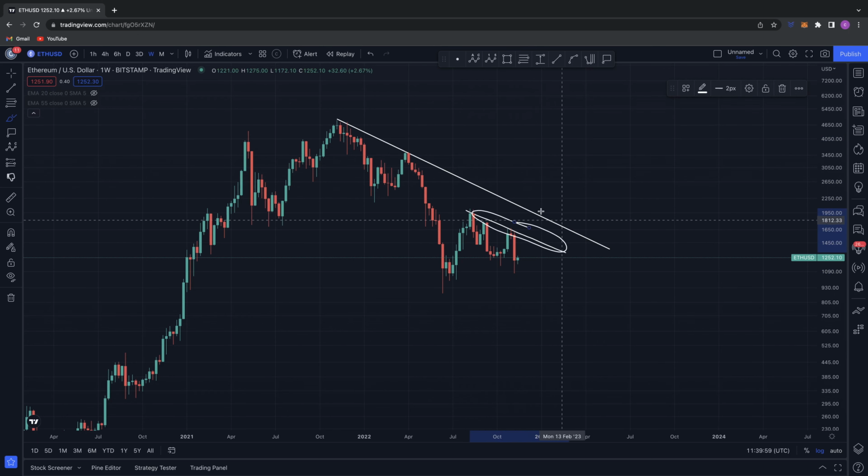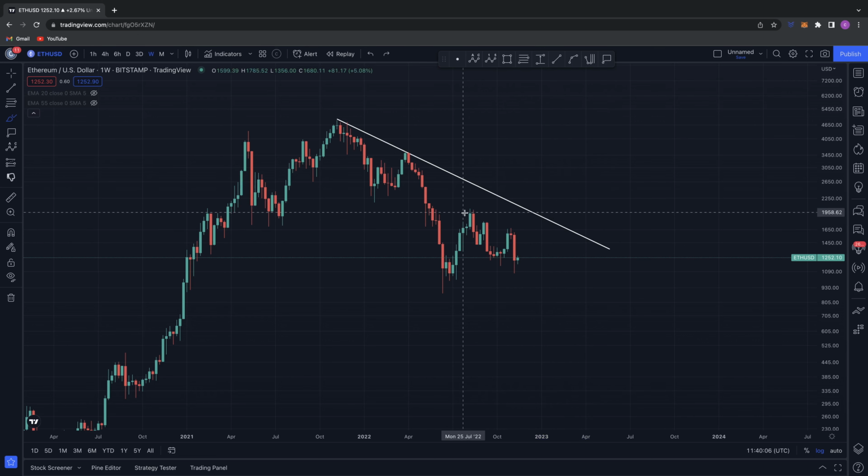I think you're looking to retest this descending trend line and the 0.618 at 1594. And if you start to tackle out of that, do look for that as resistance again, of which I think Ethereum will make a decision. So that's the bullish scenario.